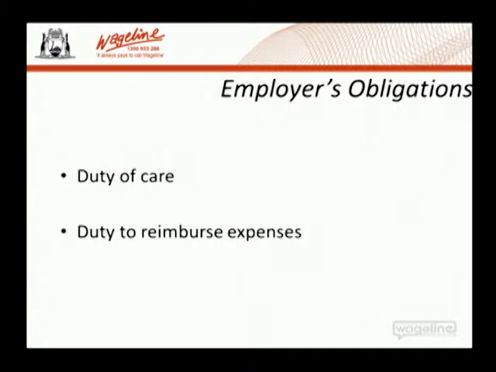So as an employer, you're obligated to make sure that there is no bullying or harassment or anything of that nature happening in the workplace, and that if it is occurring, you stamp down on it as soon as possible. You also have the requirement to reimburse any expenses that an employee incurs while doing the job. So if they incur any kind of costs while doing the job, you have to make sure that you reimburse those costs. All right, now we're going to look at the employee's duties.